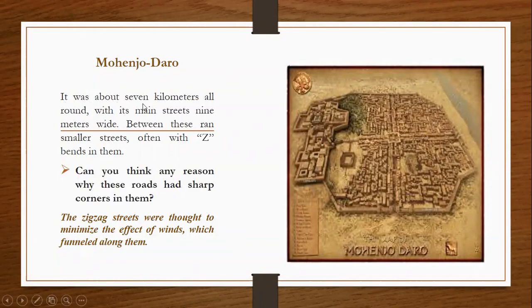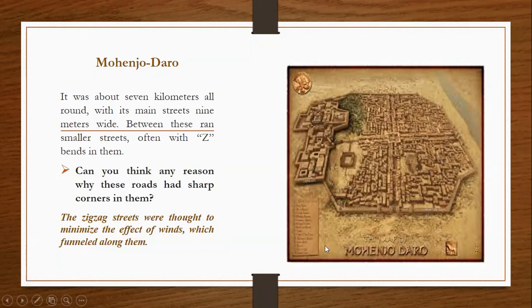Mohenjo-daro was about 7 kilometers all around. This is the aerial view of Mohenjo-daro. You can see its main street was 9 meters wide, it had wide streets. Between these ran smaller streets. In these big streets, the main street, there were smaller streets, often with Z bends in them.